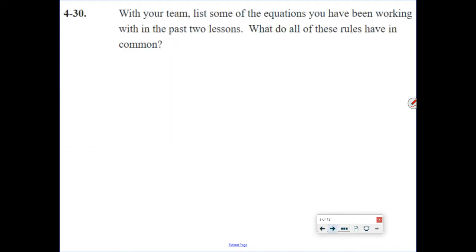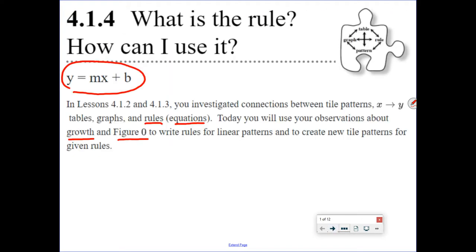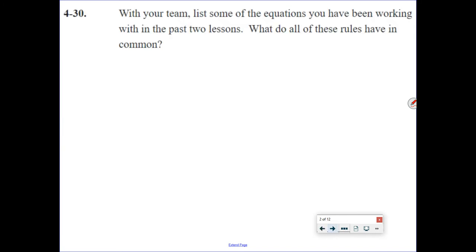Problem 4.30. So on your paper, please write down problem 4.14, nice and big. This is problem 4.30. With your team, list some of the equations you have been working with in the past 2 lessons. What do all of these rules have in common? Think about what we just did today in class, what we talked about last Friday.